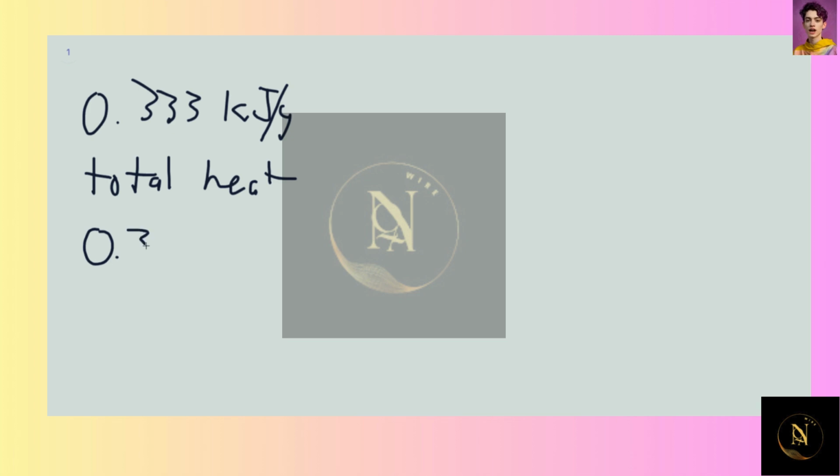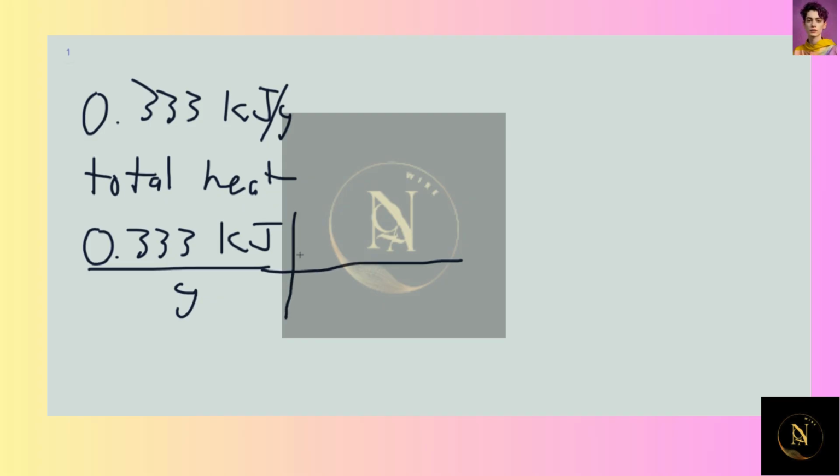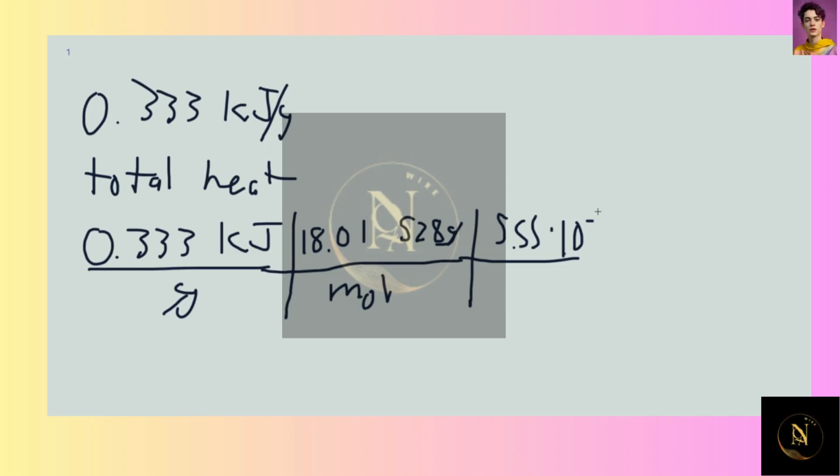For this, we just need to do some dimensional analysis. So 0.333 kilojoules per gram. We multiply that by the molecular weight of water, which is ice, 18.01528 grams per mole. So now our grams cancel. And we also want to get rid of this mole, and it tells us that we have 5.55 times 10 to the minus second moles of ice.